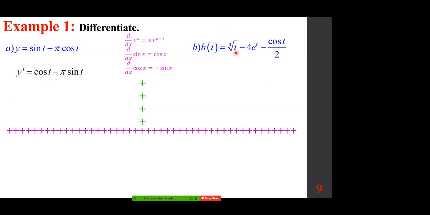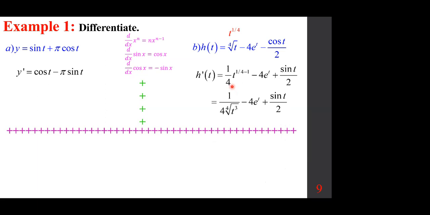To differentiate this piece, first we change this one to t to the power of 1/4. And please understand this is minus 1/2 cosine t, okay? So this uses the power rule. 1/4 t to the power of 1/4 minus 1. Minus 4 e to the power of t. Minus 1/2 times cosine gives you negative sine. So with the negative becomes positive, okay? You just rewrite this and you're done.